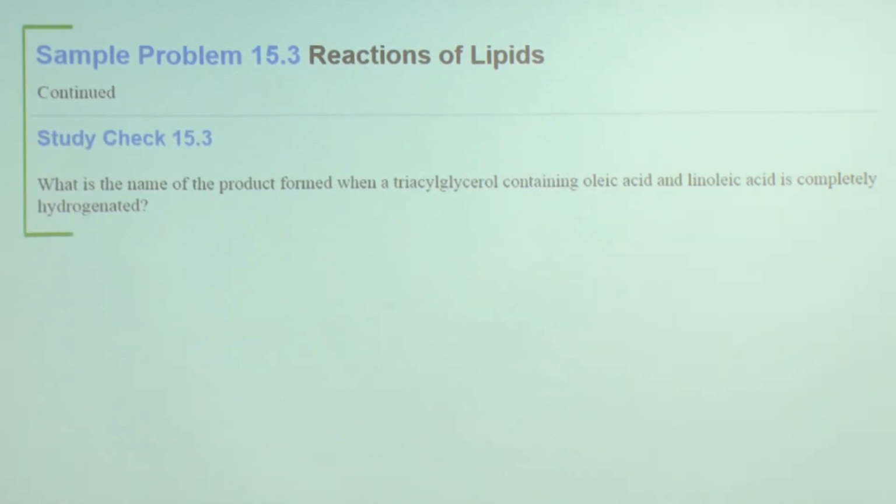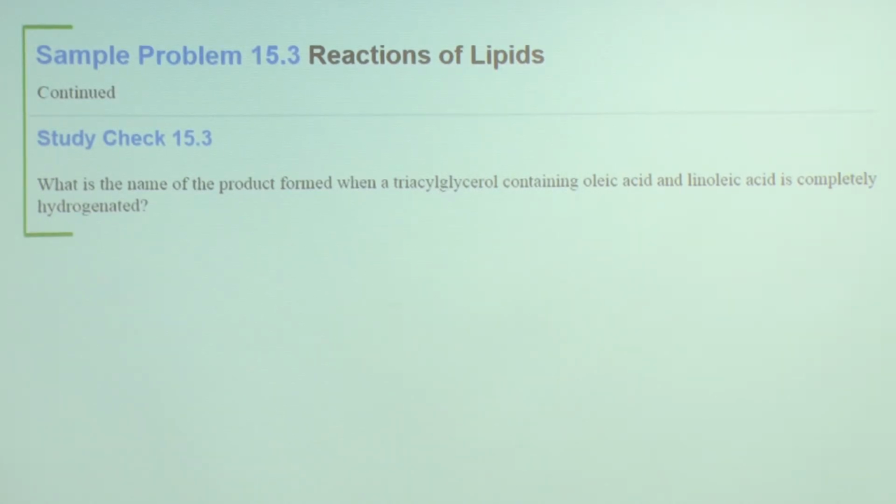Oleic acid has 18 carbons with 1 double bond. Linoleic acid has 18 carbons with 2 double bonds. Now, when I am hydrogenating these oils, what am I doing? I'm adding hydrogen. So where will the hydrogen go? Go towards the double bonds. So it will go to the 1 double bond in oleic acid and the 2 double bonds in linoleic acid.